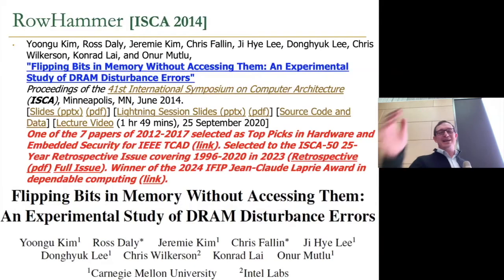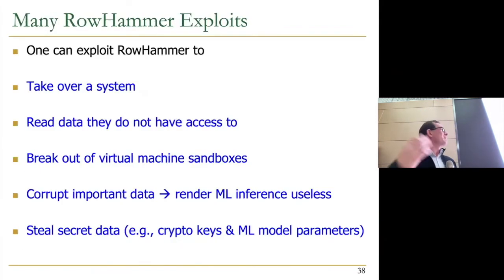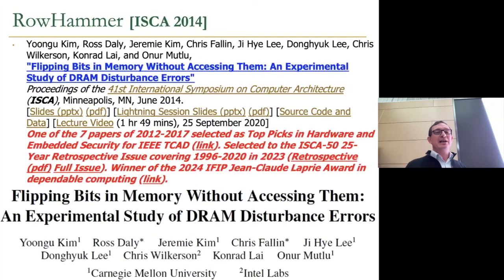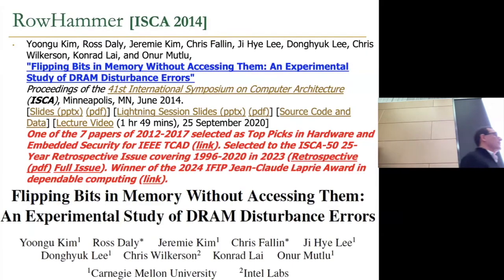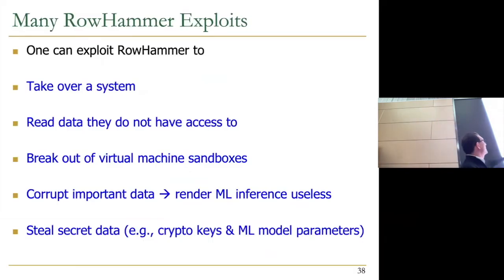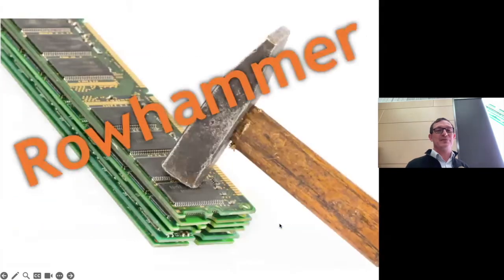Okay, so this is RowHammer. Again, I could talk a lot about RowHammer, and that's the original paper that I mentioned over here. A lot of work has happened to show that this is not a good thing. Clearly, it's not a good thing. It should not be happening. In security, for example, people have shown that you can take over a system using these bit flips. You could read data that you do not have access to. You could break out of virtual machine sandboxes. You could corrupt important data and render, for example, a machine learning inference useless. Think about having this in your self-driving car that takes advantage of a lot of inference. You can steal secret data like cryptographic keys or ML model parameters.